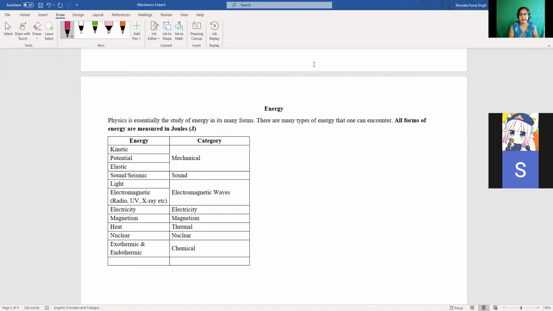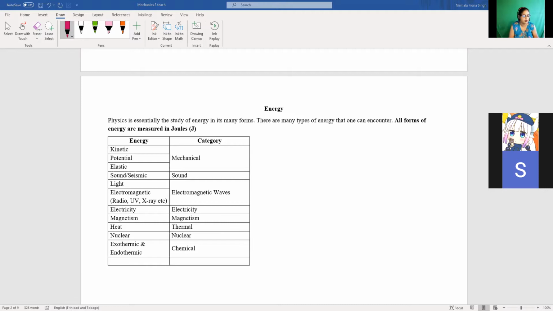So there are many types of energy that one can encounter. We're reading from the handout. And all forms of energy are measured in joules. As I said, this entire topic of work and energy, everything is measured in joules. It's not measured in degrees Celsius. It's not measured in meters per second. It's measured in joules.